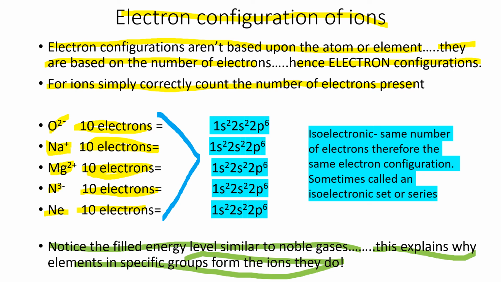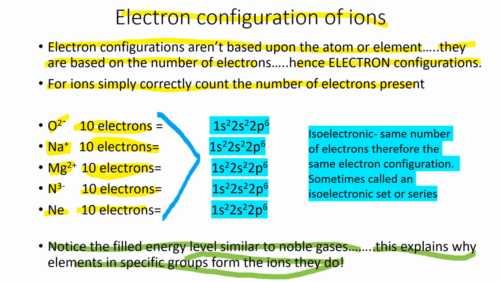Mg2 plus, magnesium is in group 2A. We know things in group 2A like to form +2 ions. Why? Because they have 2 more than a filled energy level. By losing 2 electrons, they're going to hit that filled energy level again. Nitrogen's in group 5A. We know things in group 5A generally like to form -3 ions. Why? Because they're 3 short of a filled energy level. If you tack on 3 more electrons, you're going to fill up that energy level. That's why those are forming the ions that they do.